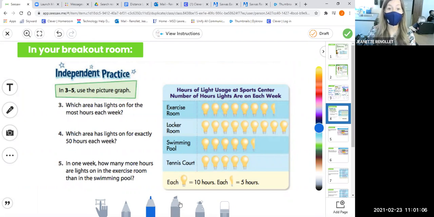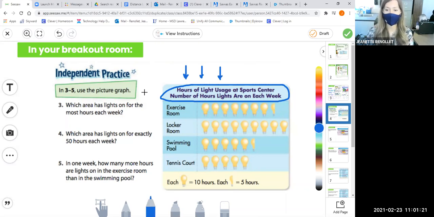First of all, let's circle our title. Our title tells us what this data is all about. Our title says hours of light usage at Sports Center. So it's talking about the number of hours the lights are on each week. So that's the data we're talking about. How many hours are the lights on every week?